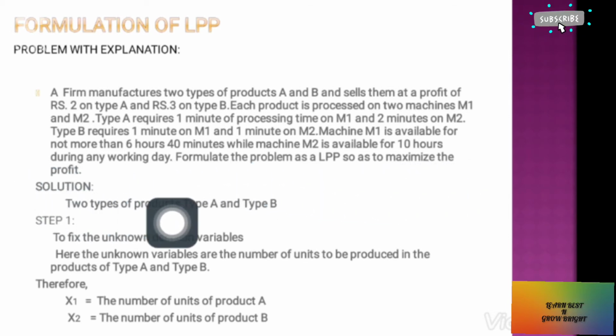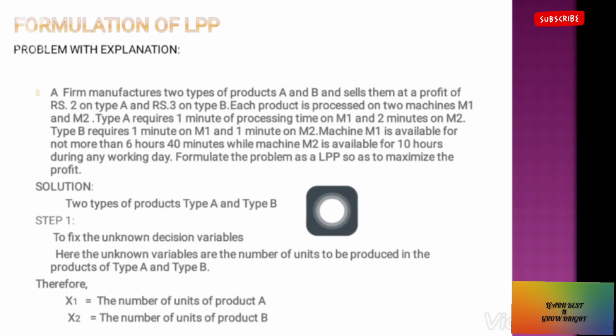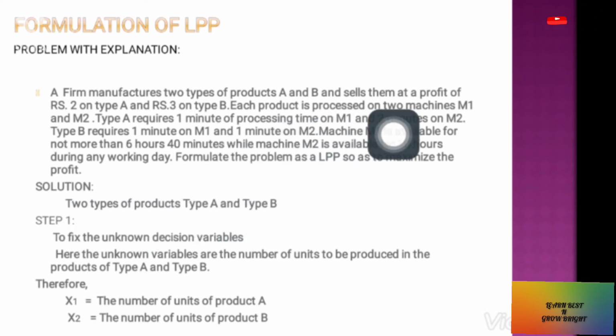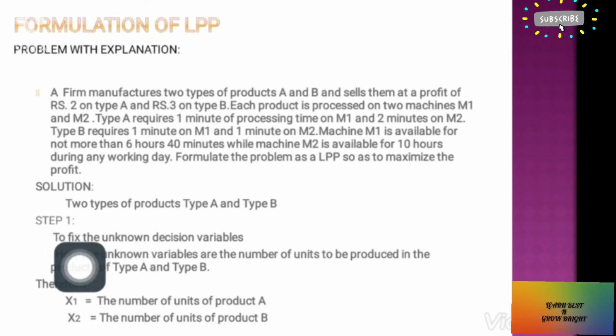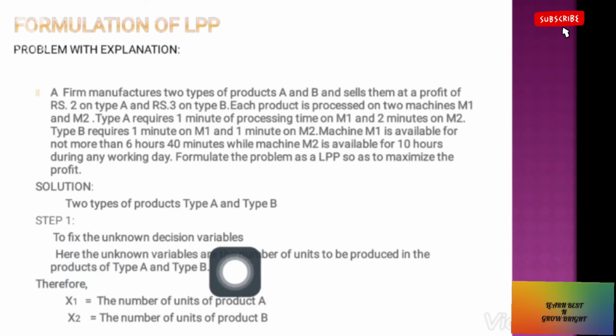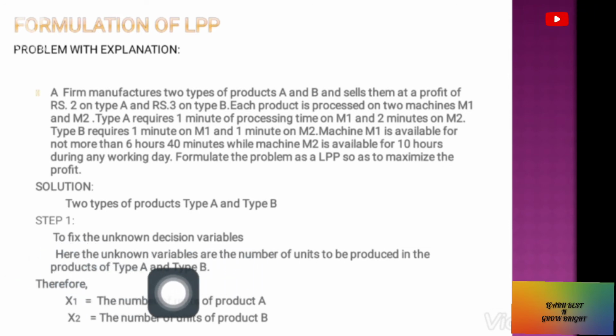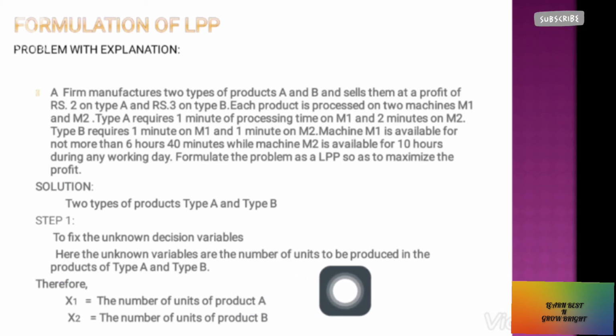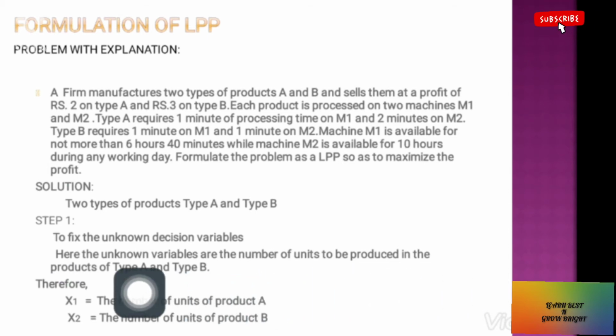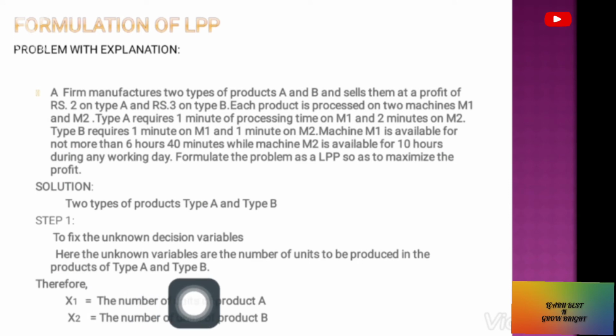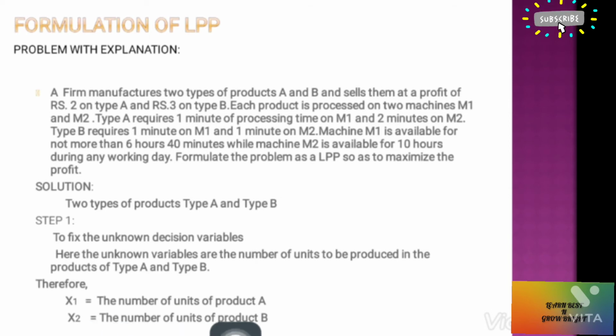Let's go into the solution. Here we have identified two types of products A and B. So step 1 is to fix the unknown decision variables. Here the unknown variables are the number of units to be produced of products of type A and type B. Therefore, x1 and x2 are the decision variables. So x1 is the number of units of product A and x2 is the number of units of product B.